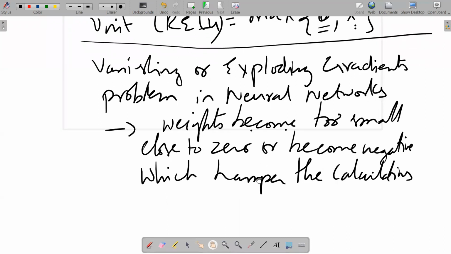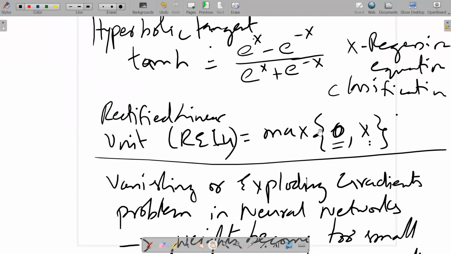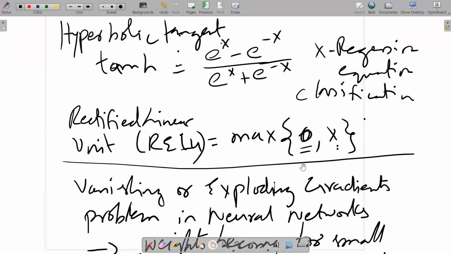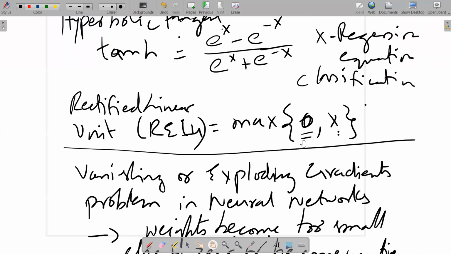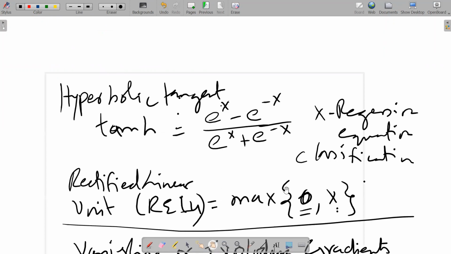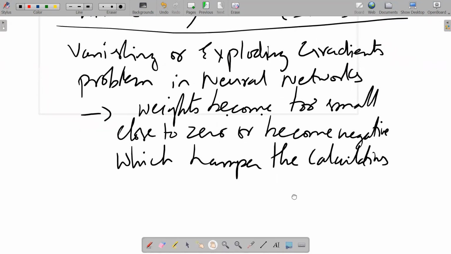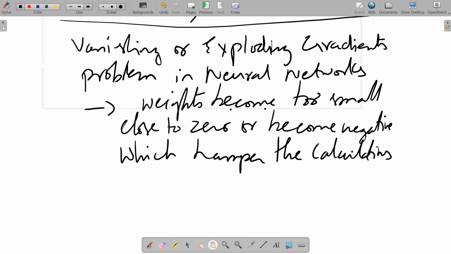Okay. So before the break, we were discussing these activation functions that are the core of your neural networks. Without these activation functions, neural networks cannot work. And we found that hyperbolic tangent, sigmoid, and rectified linear units are the popular ones. Vanishing gradients or exploding gradients is a problem, where weights become too small for computation or become negative, and again they cause problems.